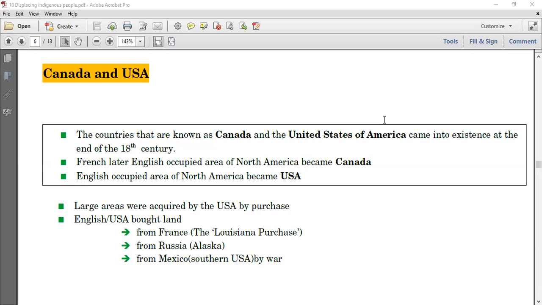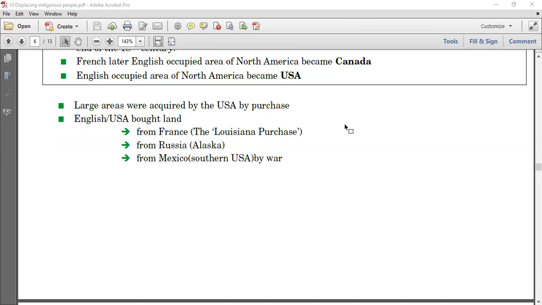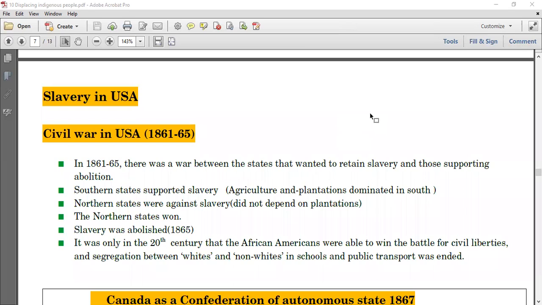Large areas were acquired by the USA by purchase. So the USA people, the English people, also bought lots of areas. From France, they bought the Louisiana Purchase. That means they bought Louisiana from the French people. They purchased Alaska from the Russian people, and from Mexico, that is southern USA, they got the land by a war. They fought and they took the land from Mexico.